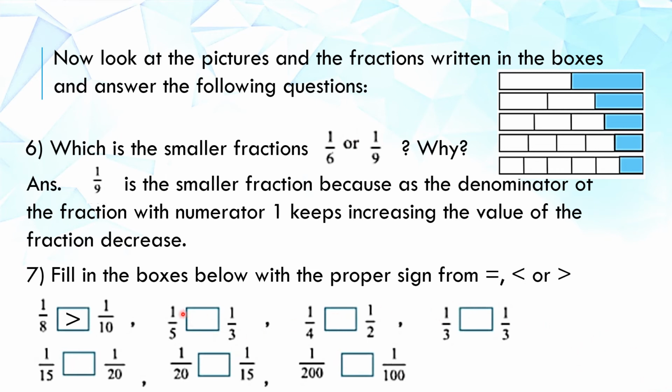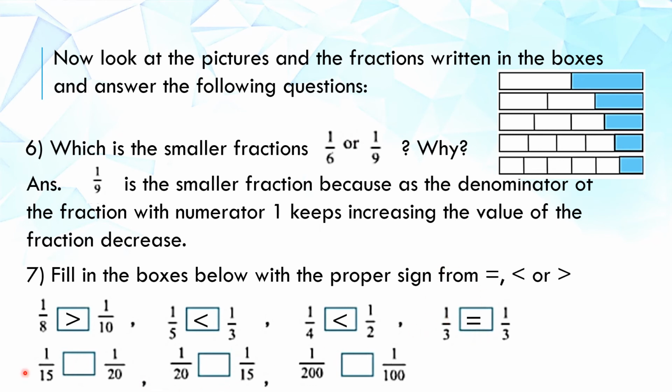Now here 1 upon 5 and 1 upon 3. So 1 upon 5 is less than 1 upon 3. Next 1 upon 4 and 1 upon 2. So here 1 upon 4 is less than 1 upon 2. Next 1 upon 3 and 1 upon 3. Here both the fractions are the same. So we will put here the equal to sign.